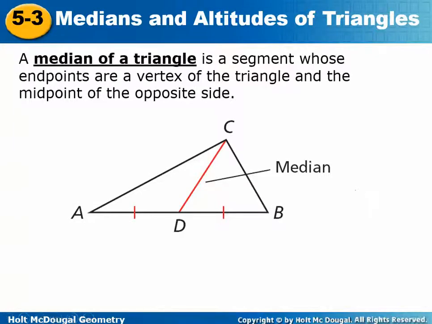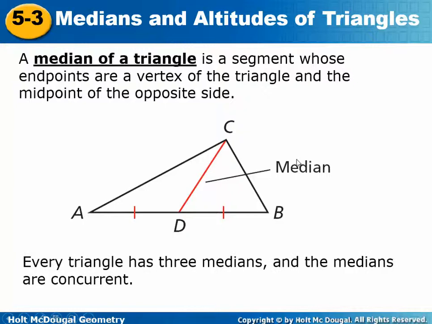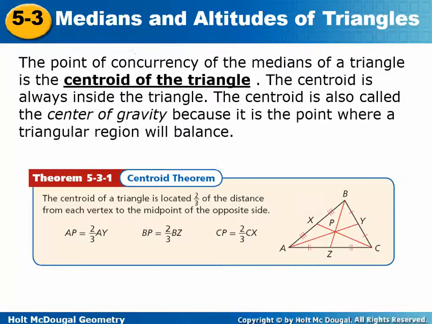All right, a median of a triangle is a segment whose endpoints are a vertex of the triangle and a midpoint of the opposite side. This is a median right here. So if you make the midpoint of one side and connect it to the vertex of the other side, that's a median. You can do this on each side of the triangle. And remember the word concurrent: the medians will all intersect at a point. That point gets a special name, and it's called the centroid.